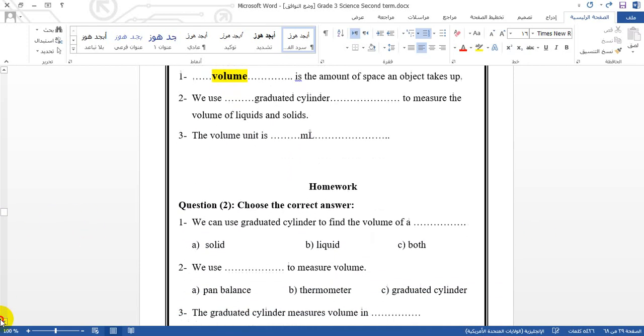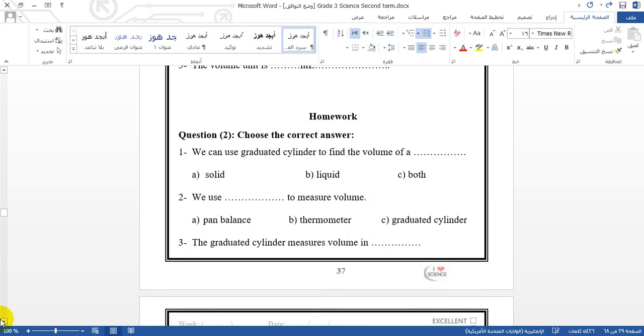Question number 2. Choose the correct answer. Now we are on page 37. Open your booklet or keep solving on page 37. We can use the graduated cylinder to find the volume of what exactly, guys? Of liquid. Okay guys, we have to select this answer. We use the graduated cylinder for measuring the volume of liquid and irregular objects like a ball or rocks.